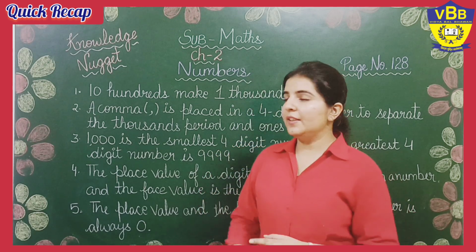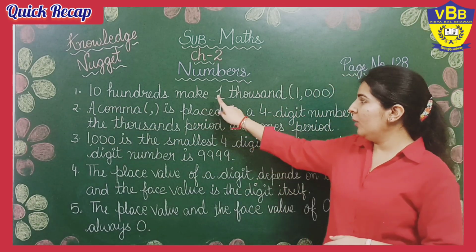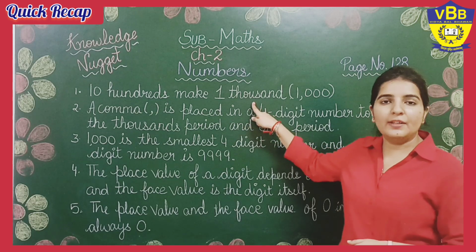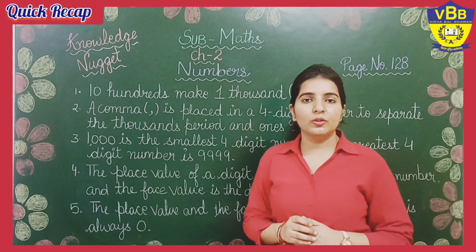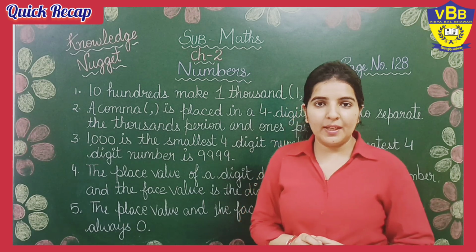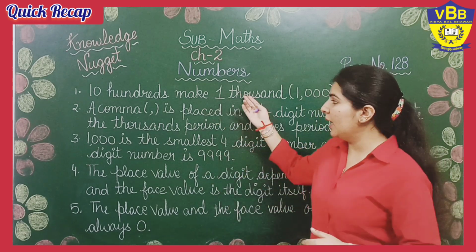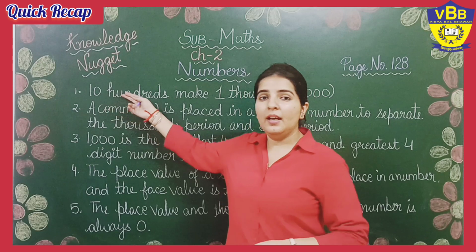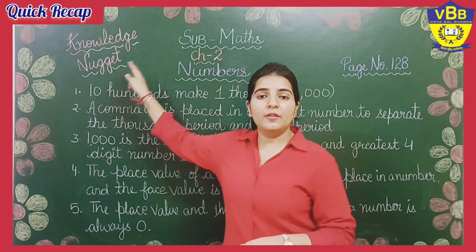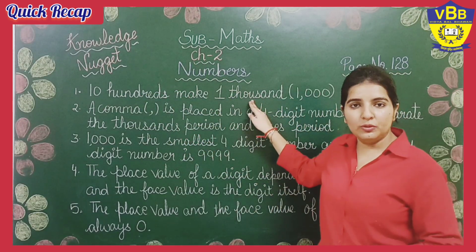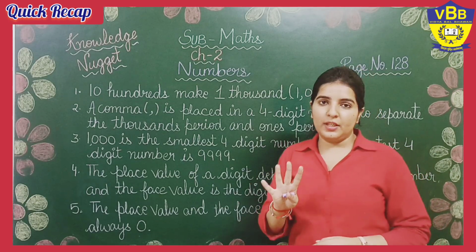Fine. Let us see the first point, that is 10 hundreds make 1000. As you know, we have introduced a new digit, a new place to you all, that is the 1000 place. And when will the 1000 come? The 1000 will come when we have 10 hundreds. That means when there will be 10 hundreds, it will make 1000. And then that is where we will get our fourth digit.